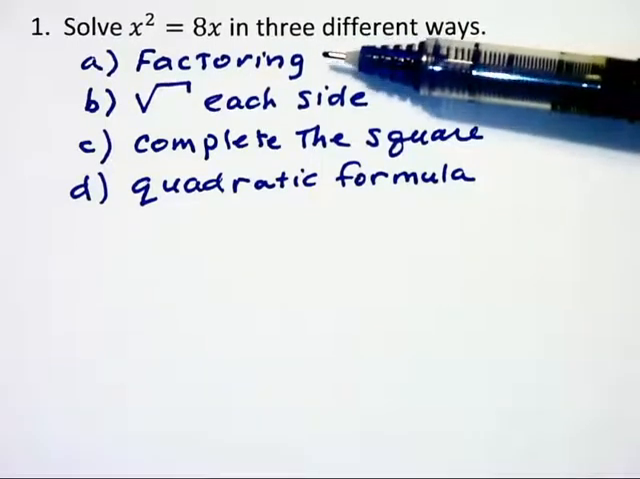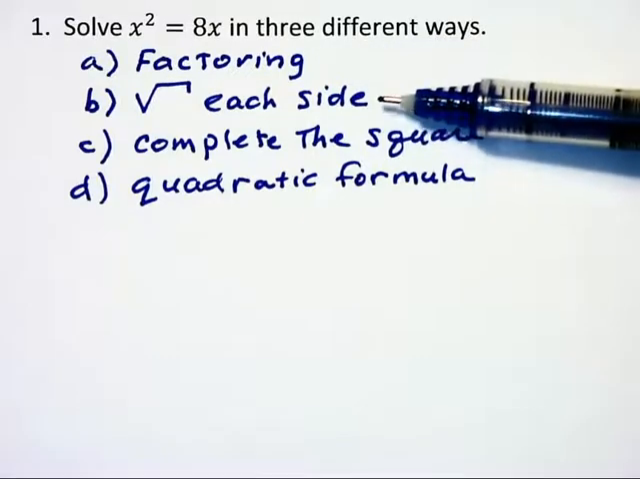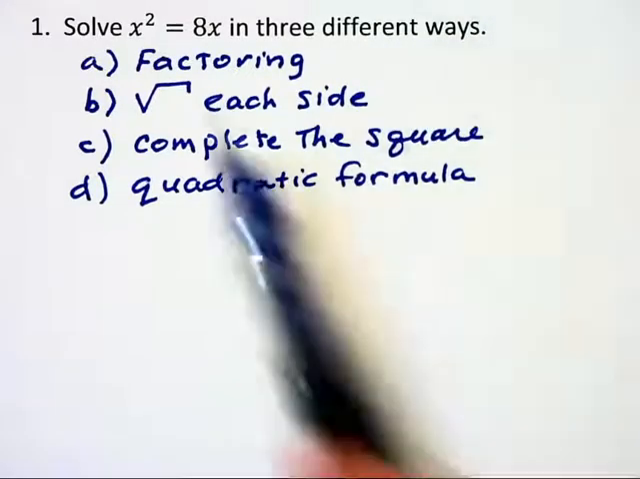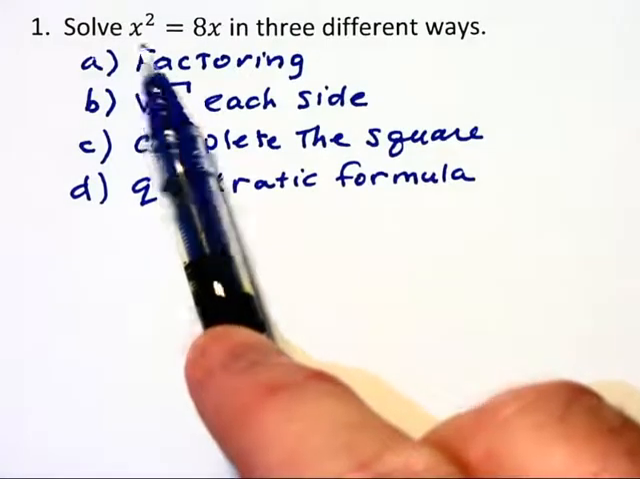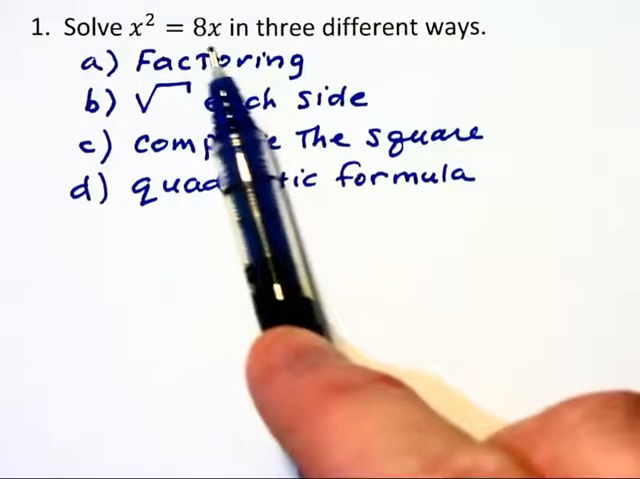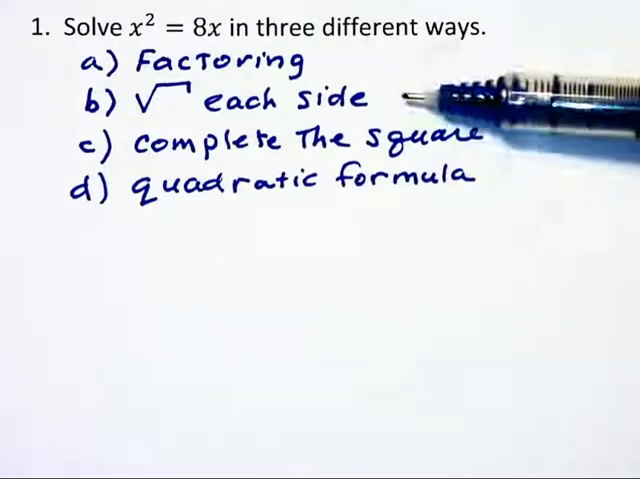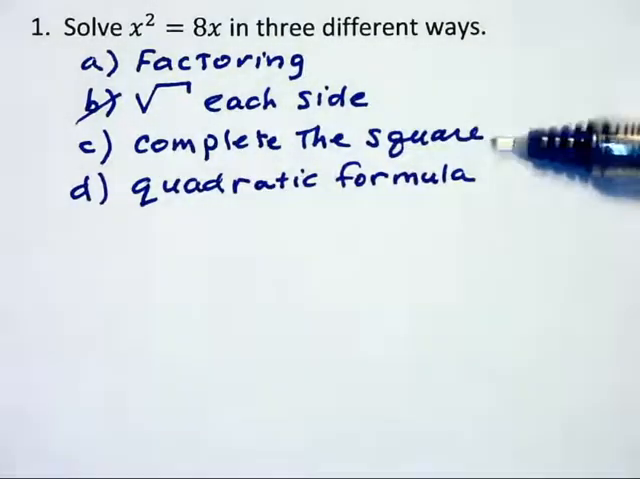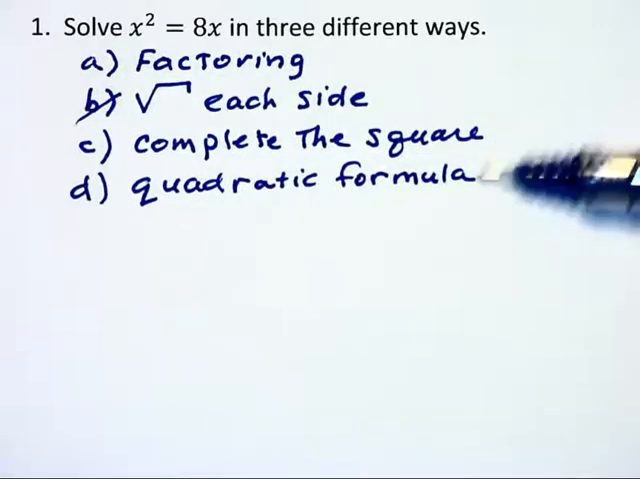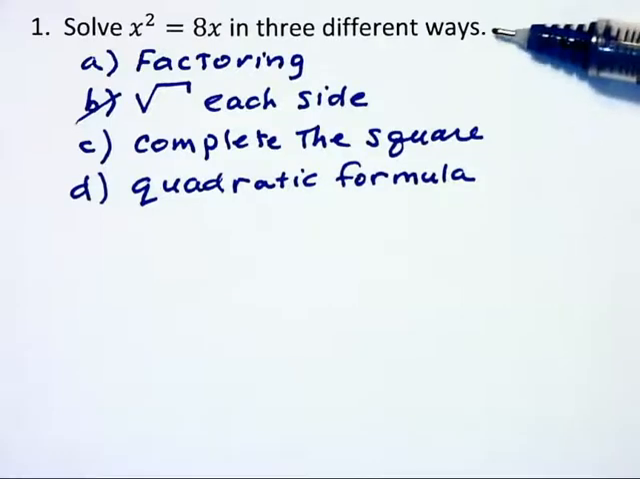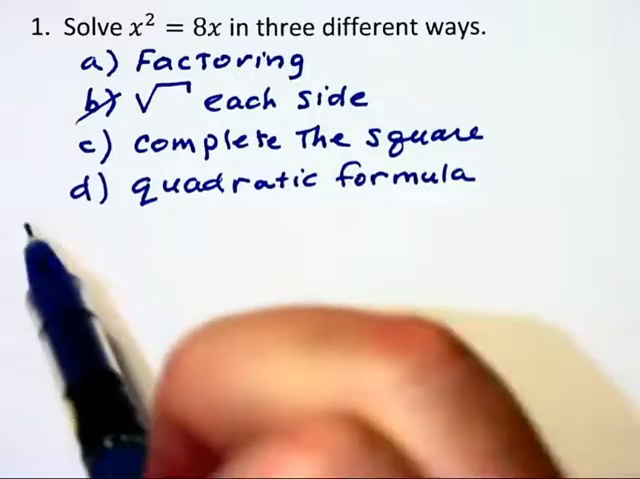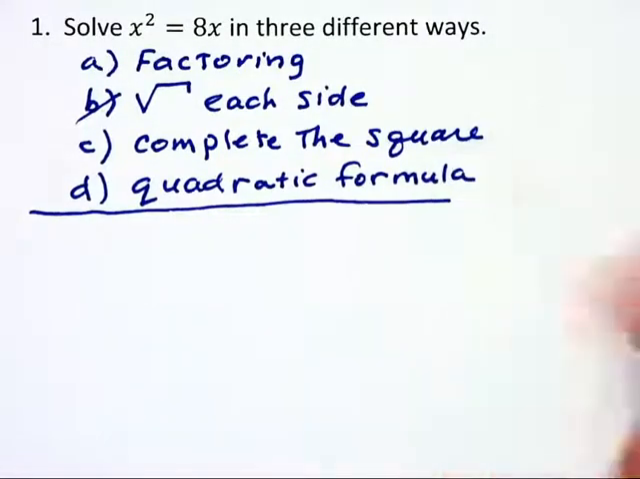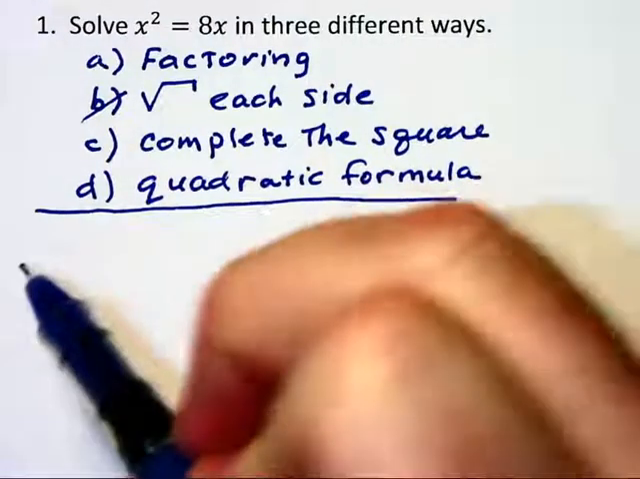First off, factoring is always the easiest if an equation is factorable. It needs to be in standard form for that to occur. You can square root each side of the equation when you have a completed square, such as this x squared, but without any other x's in the equation. So this is clearly not going to be a method we're going to use on this problem. Completing the square and the quadratic formula both require that the equation be in standard form, which we can get for this problem.